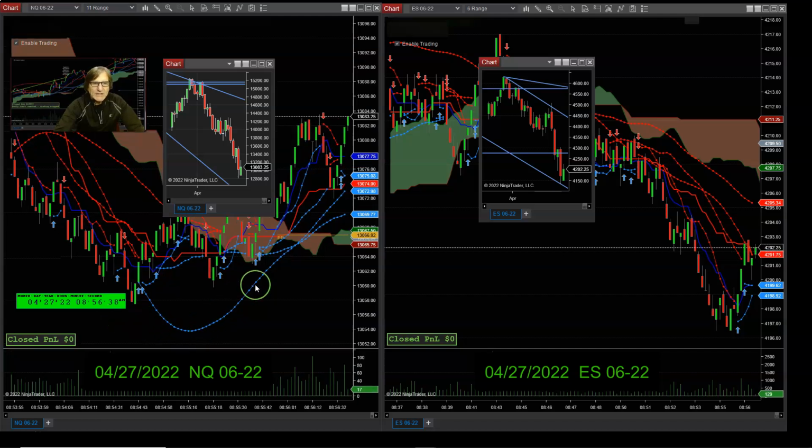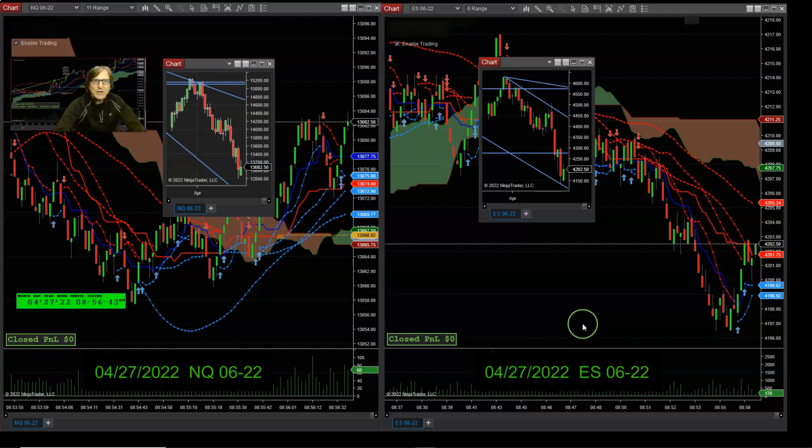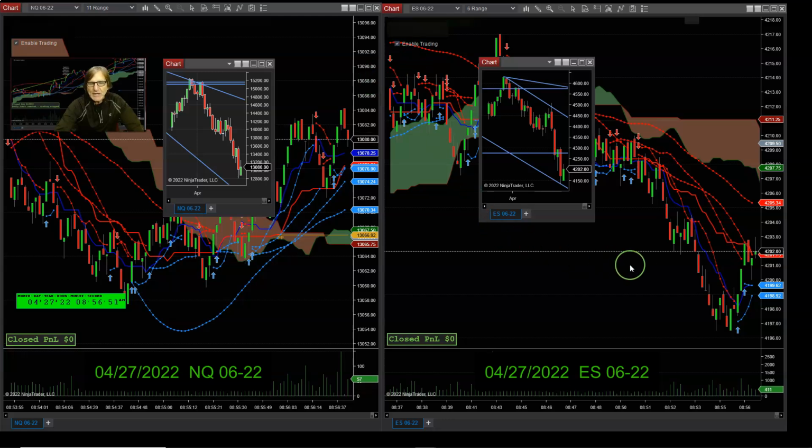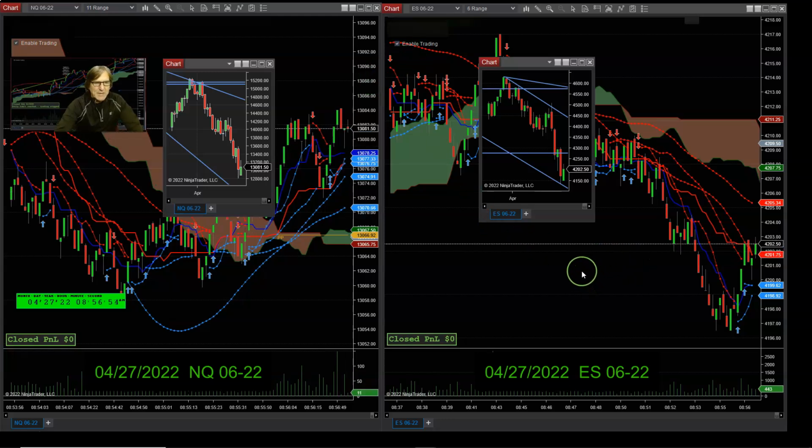You can see price is just bouncing around. We've had quite a morning so far on the market, and so we are prepared to trade. Everything is set. As you can see, enable trading, I'm set to trade automatically.